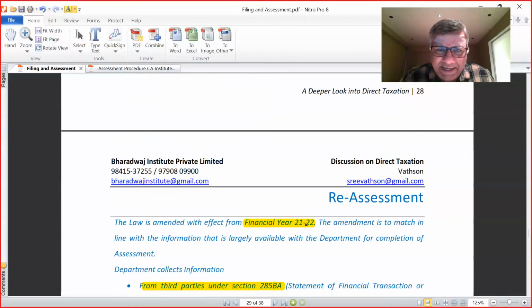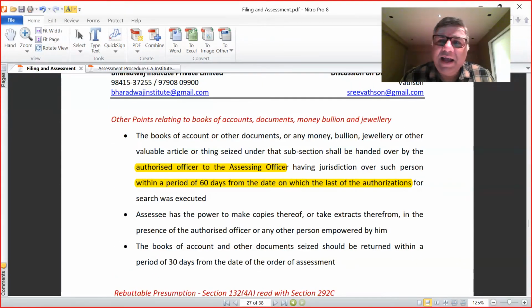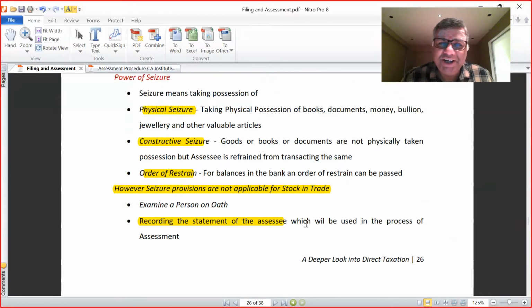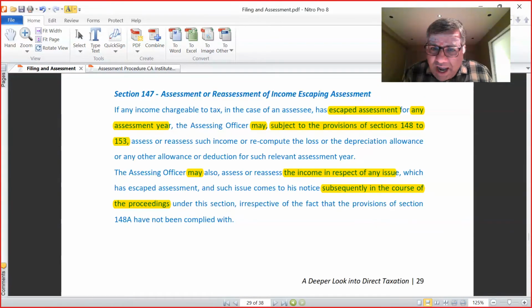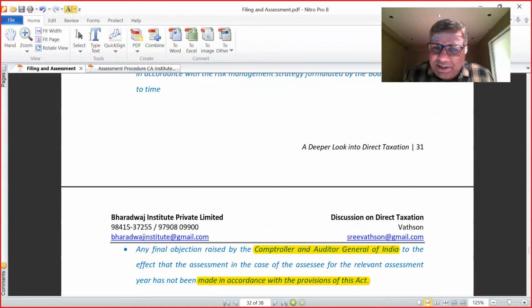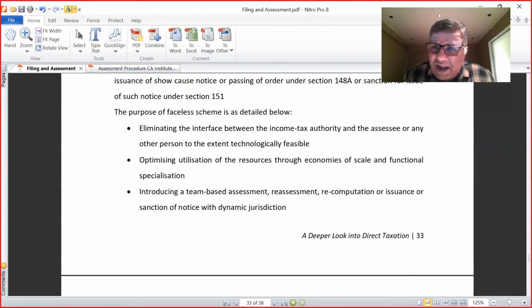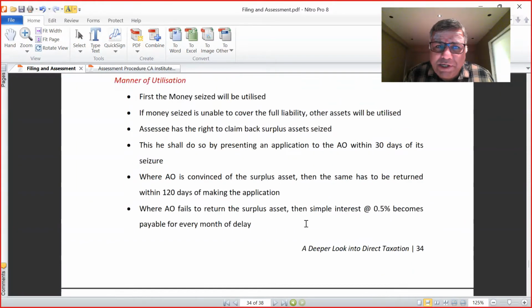Yesterday, in our reading, I spoke about seizure: physical seizure, constructive seizure, order of restraint, or provisional attachment. All these things we saw in a search case. In a search case, you have seized the asset. How will you use that asset? I have written "after assessment" because only after the assessment is over will you use it.